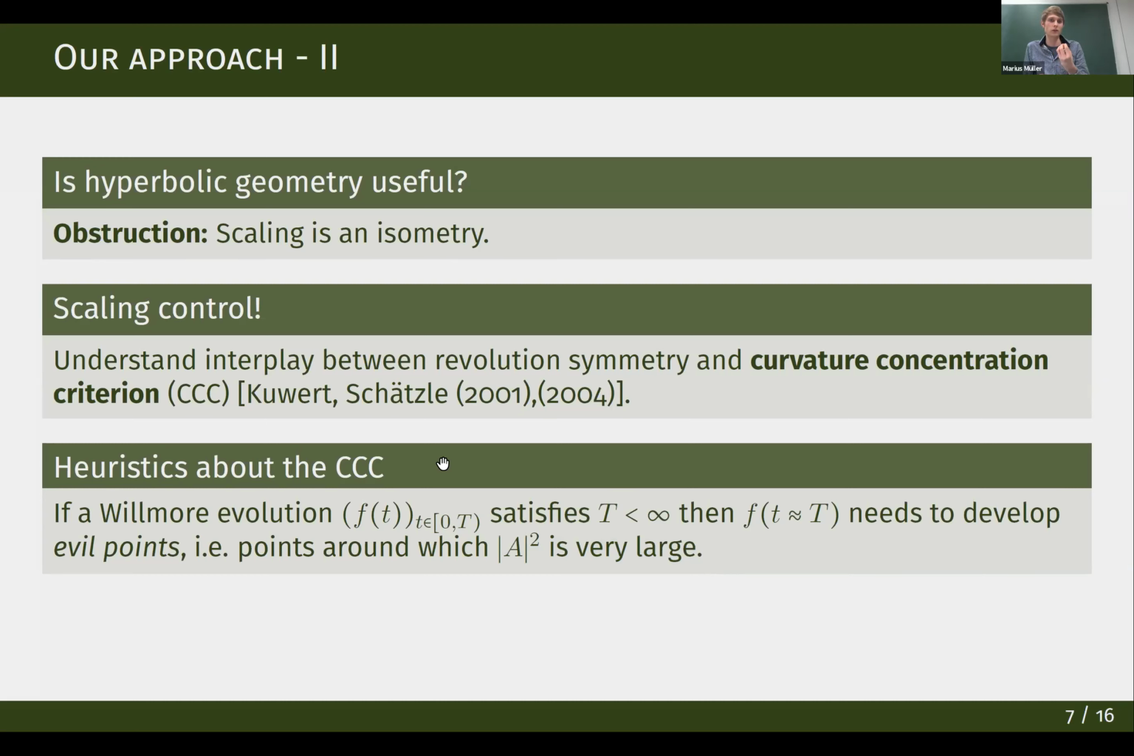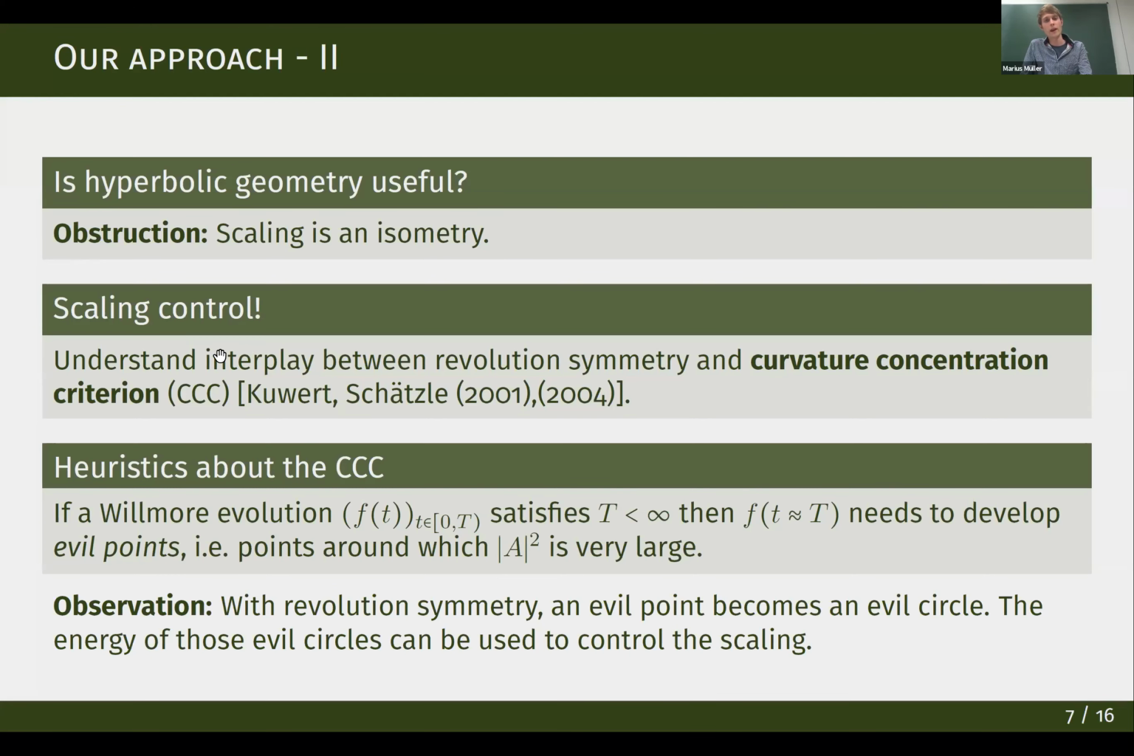And so this evil point will be the point where the loop contracts to. There will be a lot of curvature, and this is a criterion for a singularity. This is the only thing that must occur at a singularity. You get these evil points where the curvature is very large, or where the second fundamental form is very large. Well, this happens at a singularity, but now look, we have this revolution symmetry also.